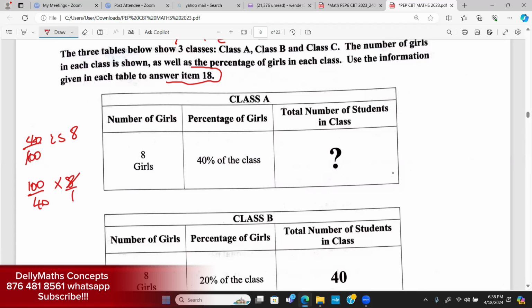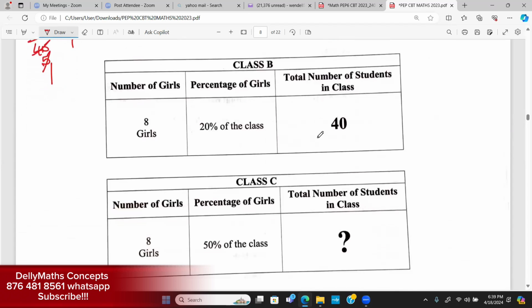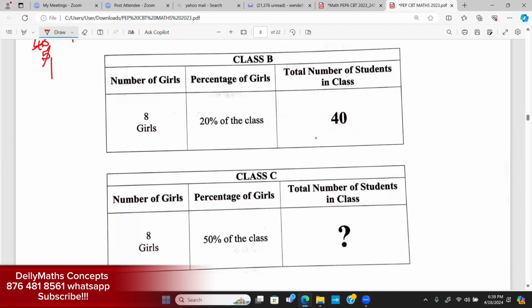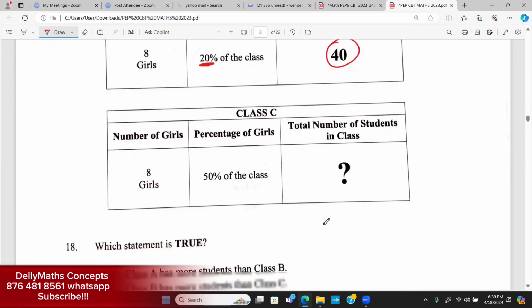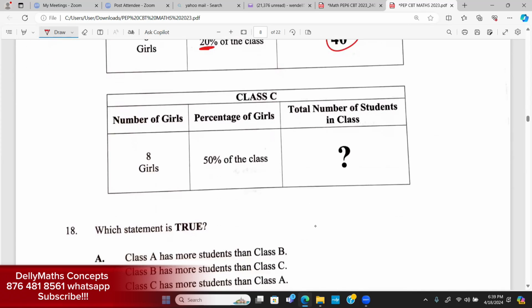So you could cancel 8 into itself 1, 8 into 40, 5, 5 into itself 1, 5 into 120. So this is telling me that there were 20 persons in this class. All right, so class A has 20 persons. Class B, well, everything is worked out. 8 persons in this class, but 8 persons is 20% of this total. All right, so let's keep going. In this class, we have the number of girls, which is 8, but this is 50% of the class. 50% means half. So that means there were only 16 persons in this class.